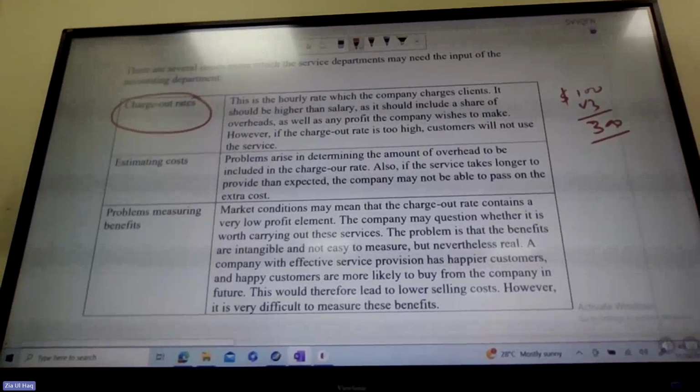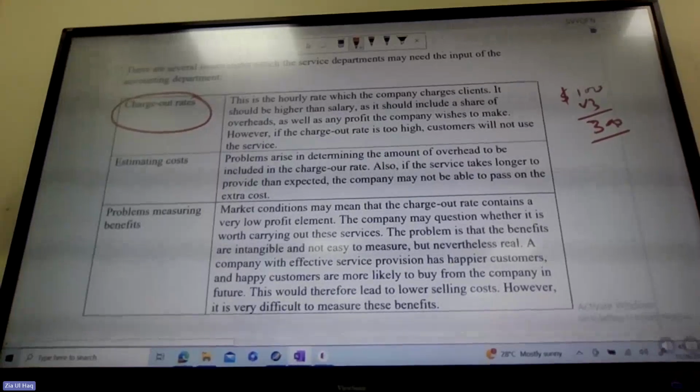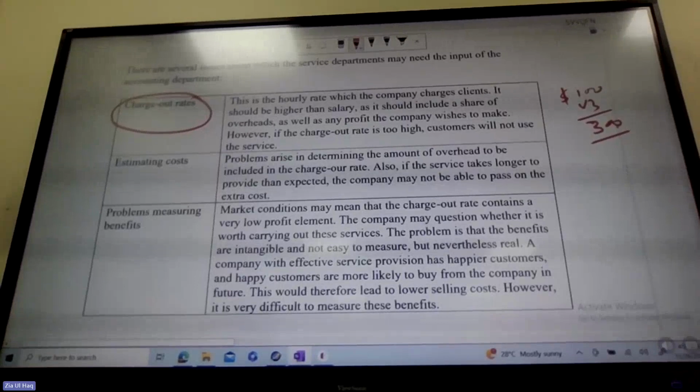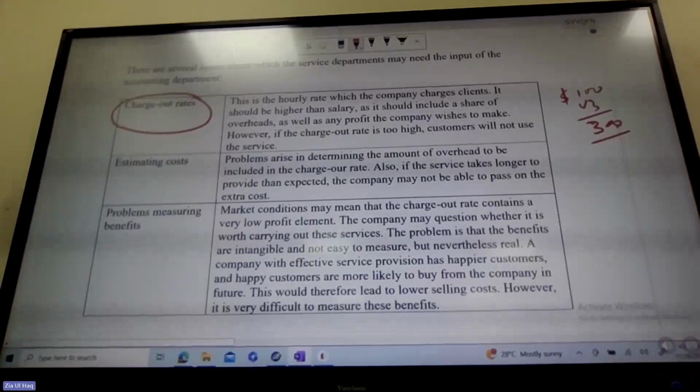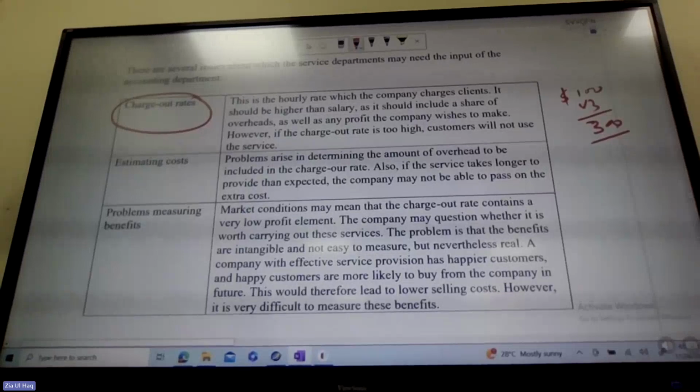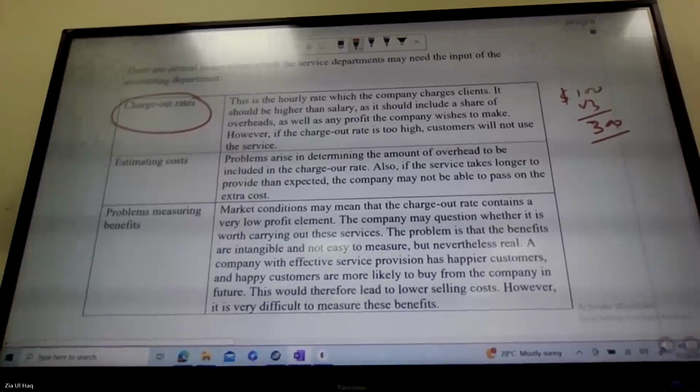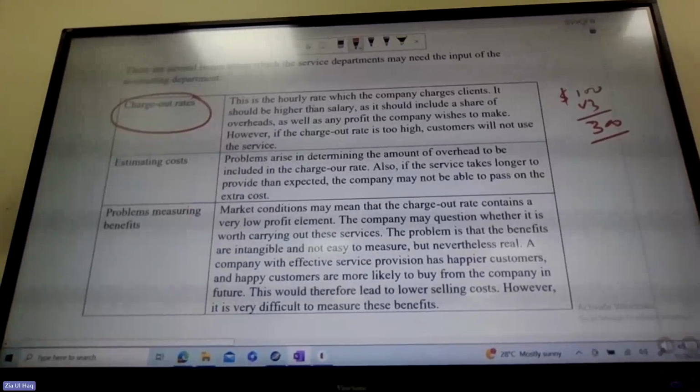And it depends. If a customer is taking more services in bulk, we charge them a little bit lower. We provide them some kind of discount. If a customer requires a small amount of services, we charge them a little bit higher. For older customers, past customers, repeat customers, we charge a lower amount. For new customers, we might charge a higher price. So this is the hourly rate which the company charges the client.